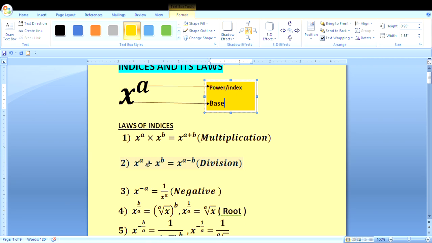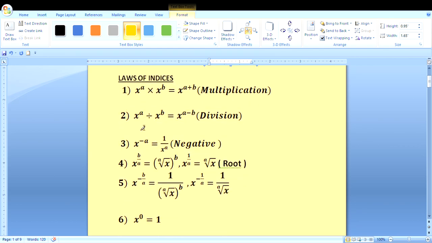The second law has to do with division. If the basic operation is division, so long as the bases are the same, you take the base as 1 and subtract the power of the denominator from the power of the numerator, which is a minus b.